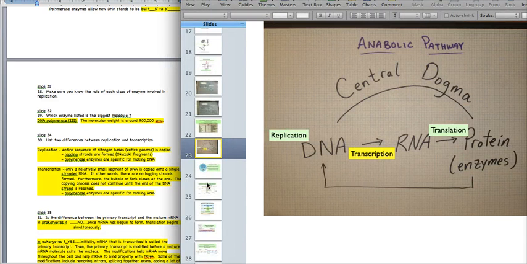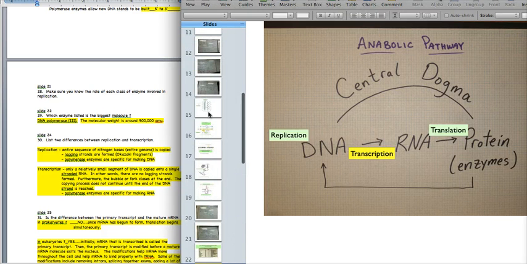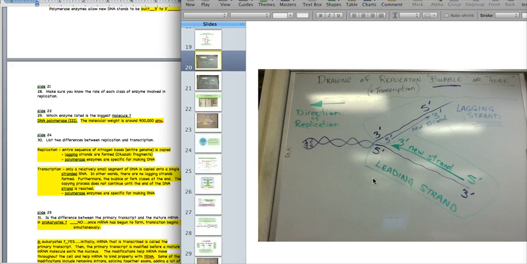Okay, now we were just looking at this picture of replication. Now, we're going through the different enzymes. But let me show you the picture we made on our board. If you can draw this, then you pretty much got it.